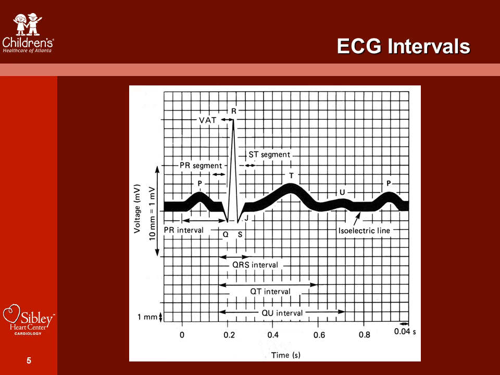In looking at the specific labelings of a cardiac cycle on the EKG, it's important to know all the different labels. The P wave corresponds to atrial contraction. The QRS complex corresponds to ventricular depolarization, and the T wave corresponds to ventricular repolarization. And then the different intervals are named based on the specific measurement that's in question.